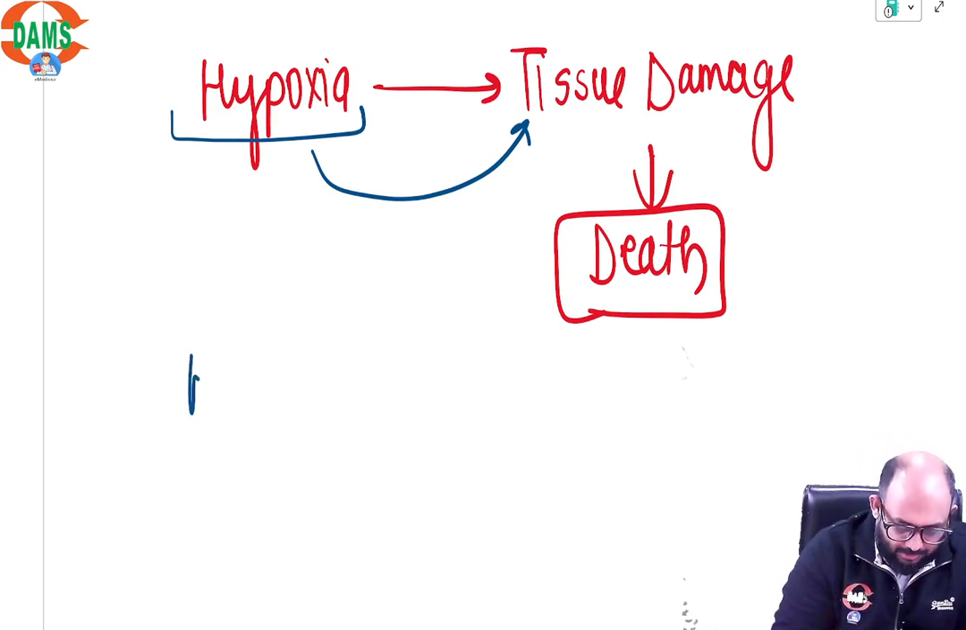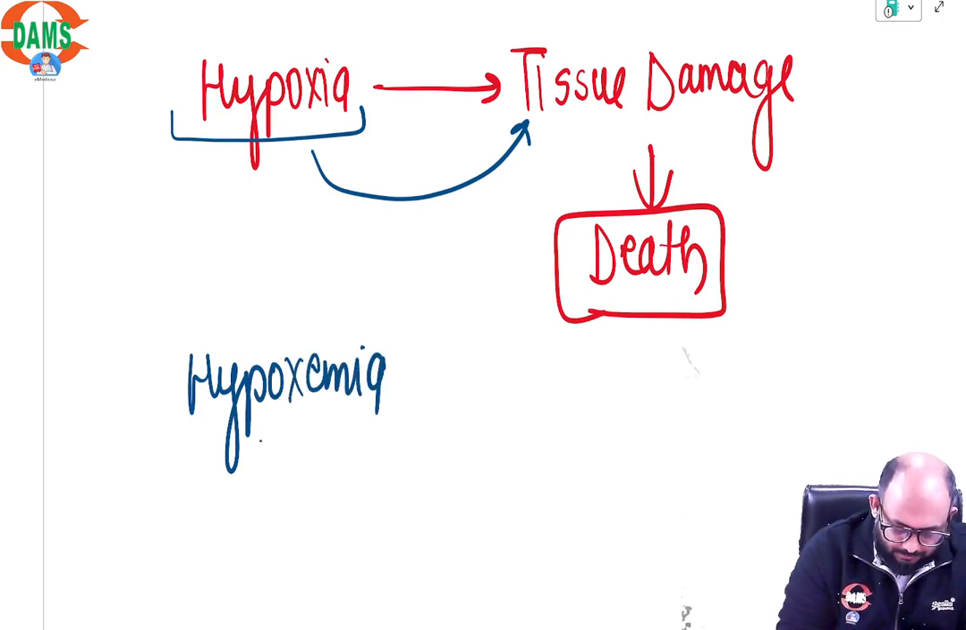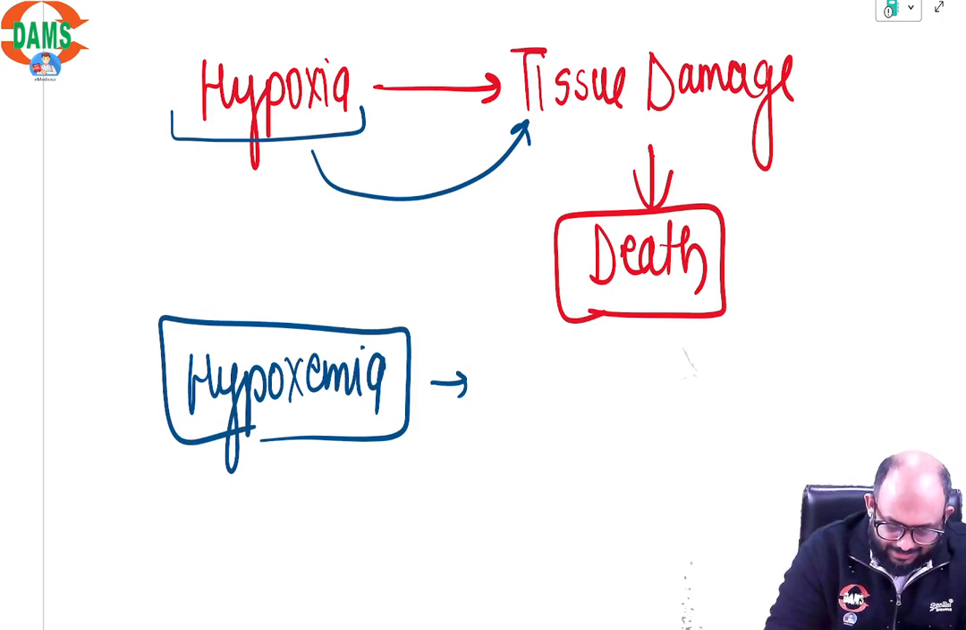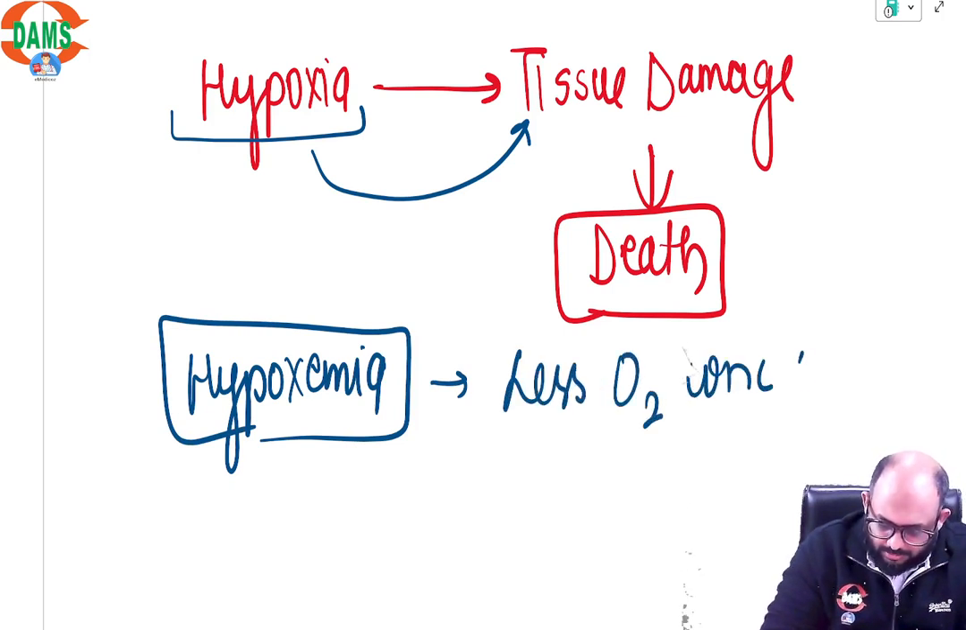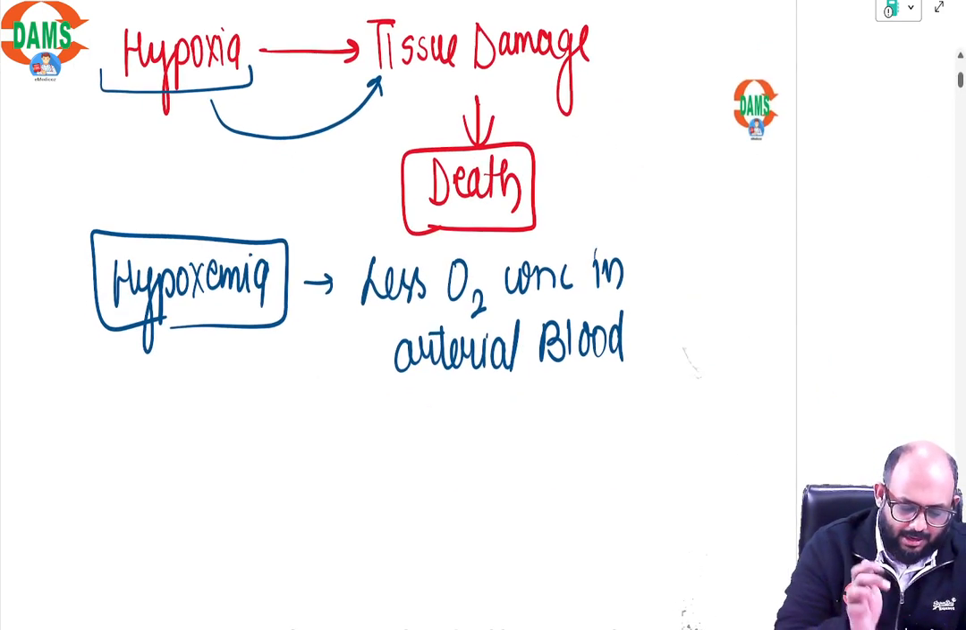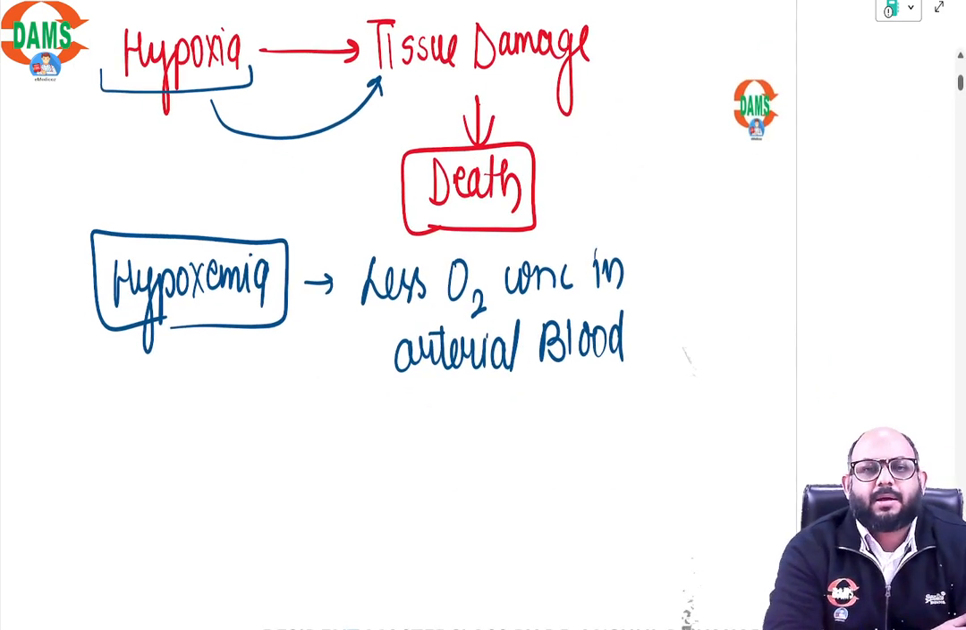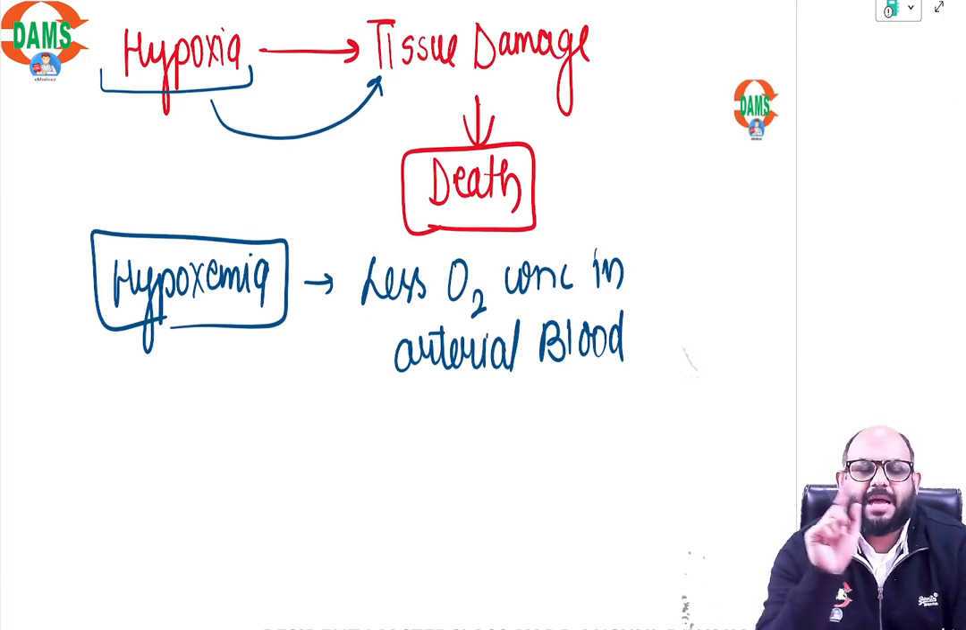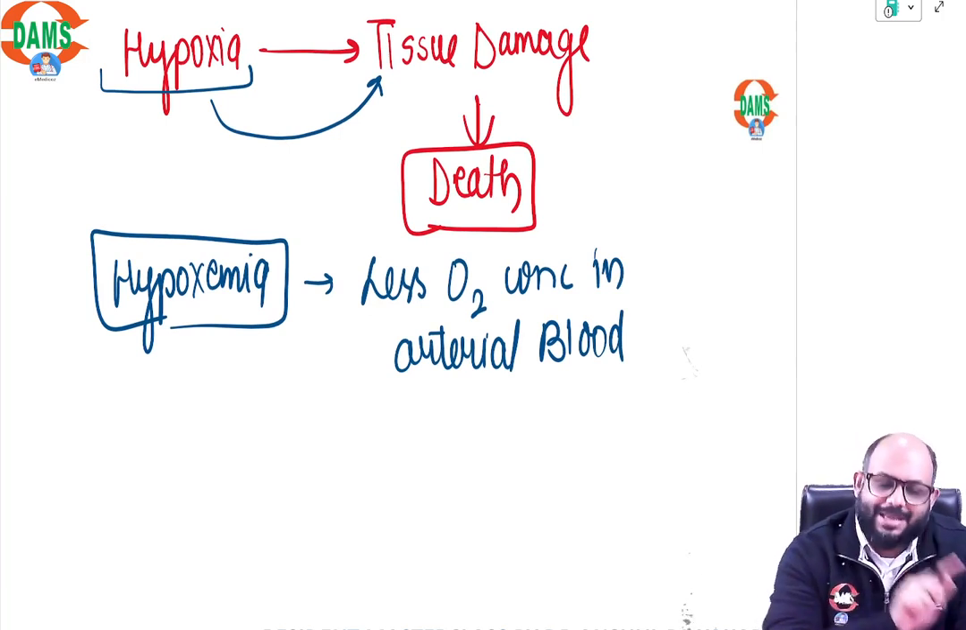While hypoxemia is when you have less O2 concentration in arterial blood. You have less O2 concentration in arterial blood. That is hypoxemia. Try to understand the difference between hypoxia and hypoxemia.